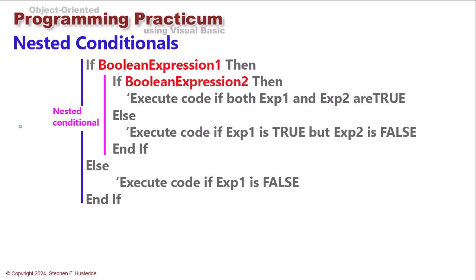Now you can see these pretty easily as they line up. So you see the blue line there of the outer conditional and the magenta line of the inner conditional. So if Boolean expression 1 is true, then we're going to test Boolean expression 2. And if that's true, we'll execute the code if both expression 1 and expression 2 are true. Otherwise, we'll execute the code if expression 1 is true but expression 2 is false.